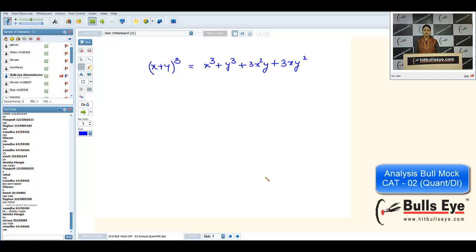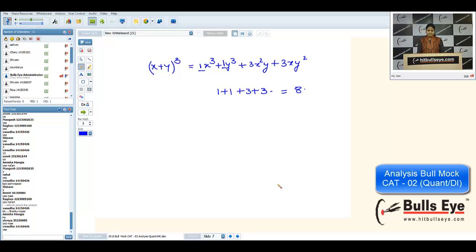Suppose the sum of all the coefficients is asked in this case. So what will be the coefficient of x cube? It will be 1. What will be the coefficient of y cube? It will be 1. So what will be the answer in this case? It will be 1 plus 1 plus 3 plus 3. So what will be the answer? 8 will be the answer in this case.